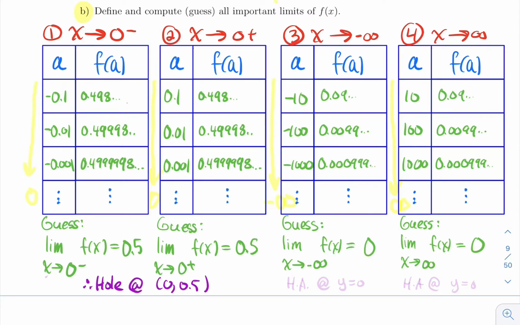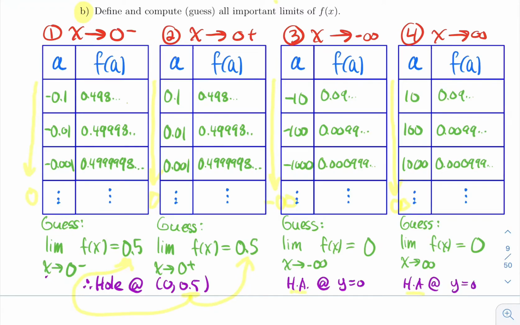0 because my x values are around 0, and the 0.5 is the y value from the guess of those limits. And because we're getting zeros for the limit at minus infinity and plus infinity, we actually have a horizontal asymptote at y equals 0 on the extreme left, and we have another one on the extreme right. So we're getting the same one.